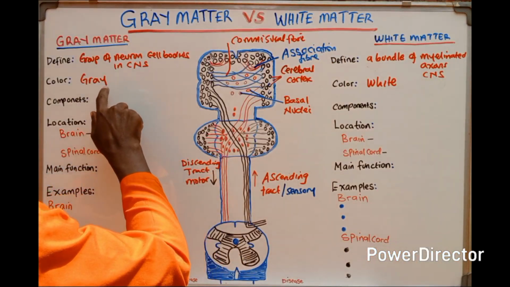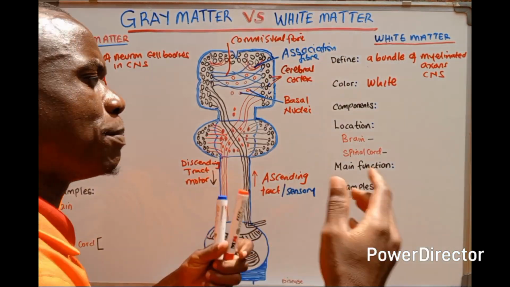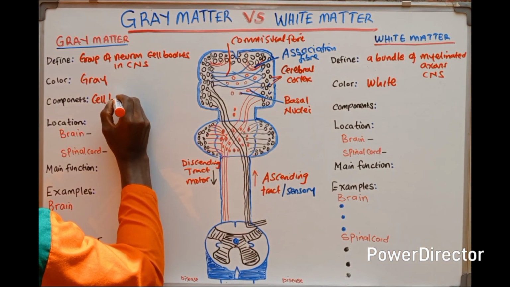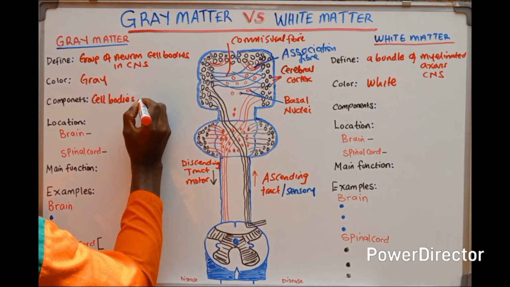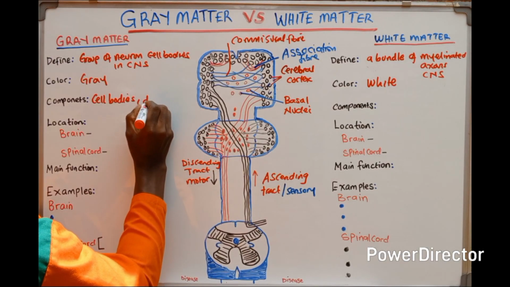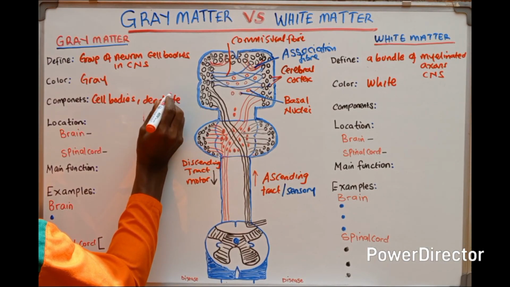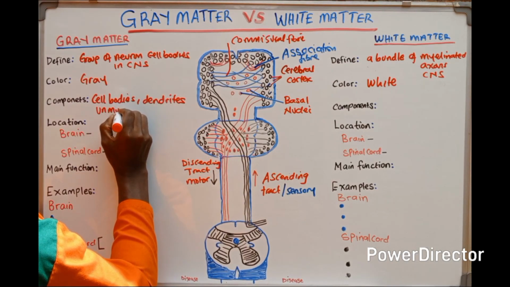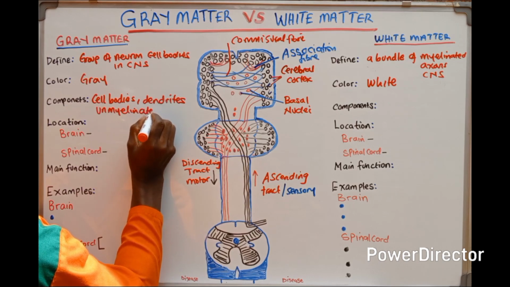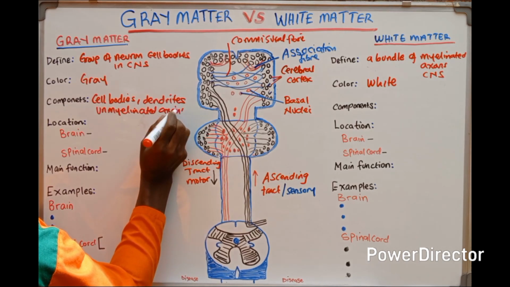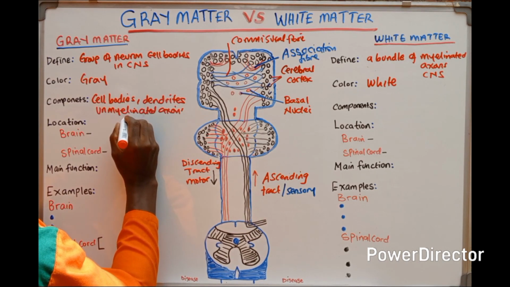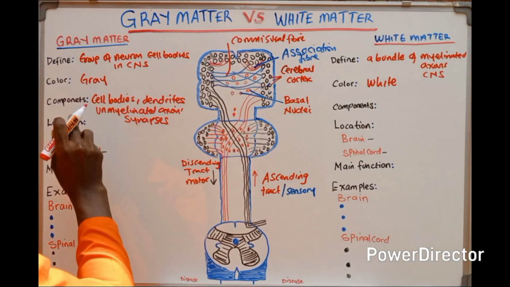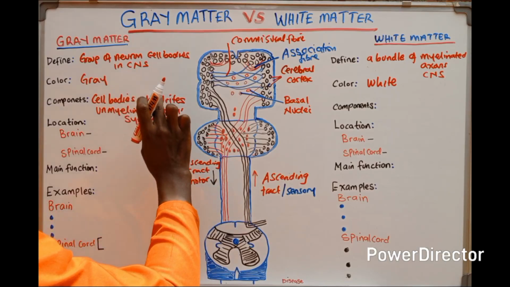So now, if it appears gray, what are the components that make it appear gray? The first one is the cell bodies. The second one is the dendrites. Another one is unmyelinated and myelinated axons. You may even find some other people including the synapses. So these components make the gray matter look gray.